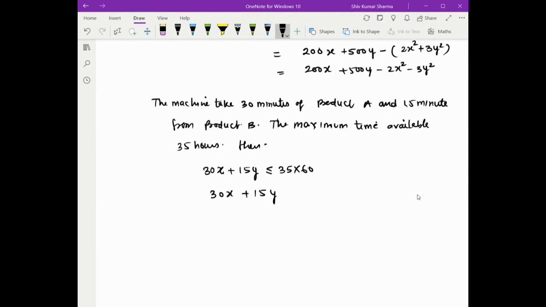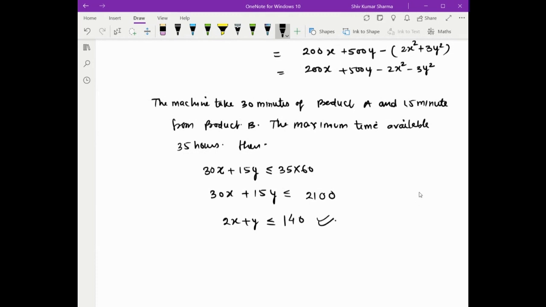30x plus 15y less than or equal to, we multiply this. So 35 times 60 is 2100. Here we can divide by 15 again. So we write it as 2x plus y less than or equal to 140. So this is the first constraint.